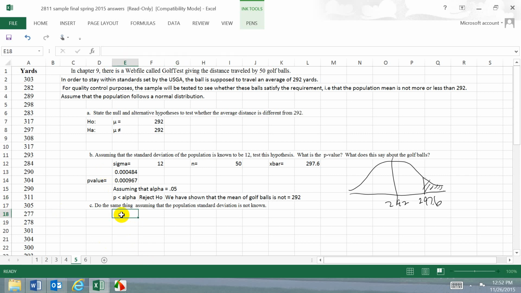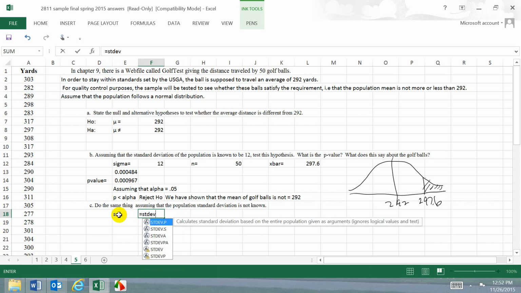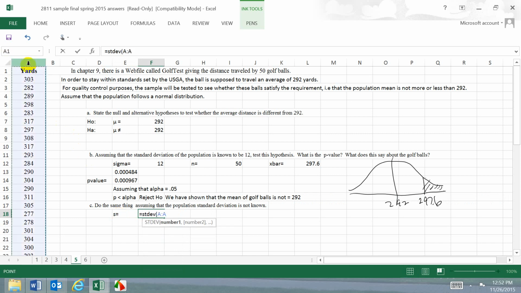Now, assuming the standard deviation is unknown. So if the standard deviation is unknown, we're going to do the same thing, but we're going to find S, and S is the standard deviation of the sample. And again, I can either use STDEV or .S. So there's S. Once I have S, now I'm going to use T.